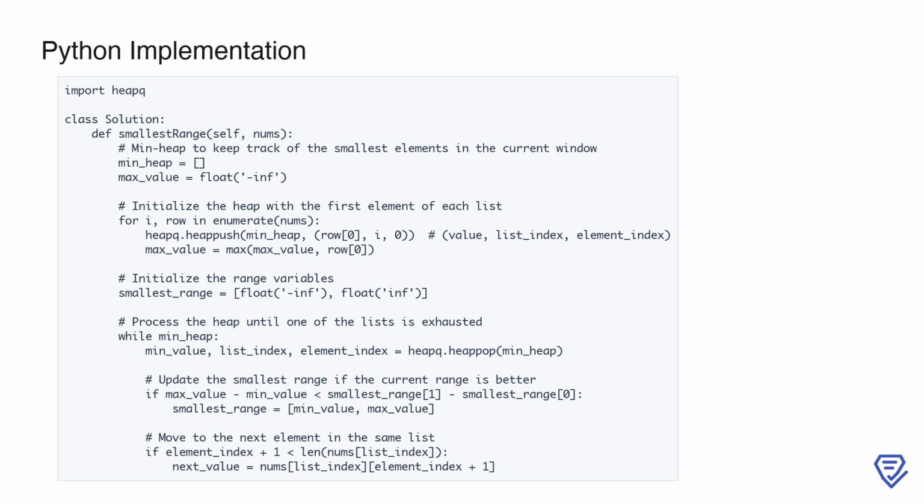The while loop begins, and it will keep running as long as the heap has elements. Within the loop, we pop the smallest element from the heap. This element represents the minimum value of the current window. We then calculate if the range from min_value to max_value is smaller than the current smallest_range. If it is, we update smallest_range. After that, we attempt to move to the next element in the same list as the one we just popped. If another element exists in that list, we push it onto the heap, ensuring the heap always reflects the smallest available elements across all lists.